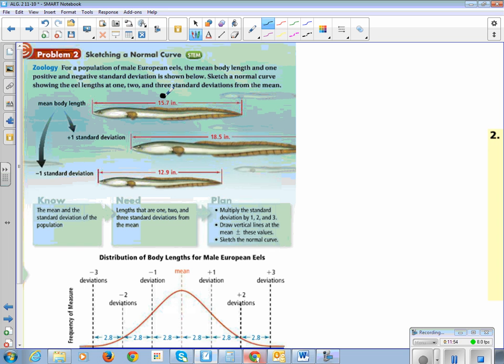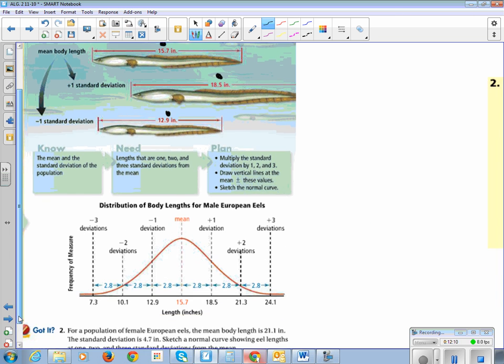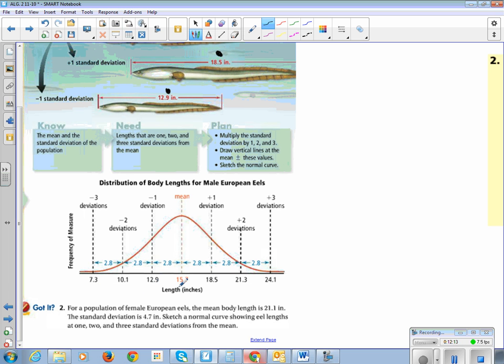So here is our mean body length. One standard deviation above is 18.5. One standard deviation below is 12.9. So let's put that in a graph. So if 15.7 is our mean, one deviation above is 18.5, one deviation below is 12.9. Doing some subtraction, you can see that it's a 12.8 deviation.